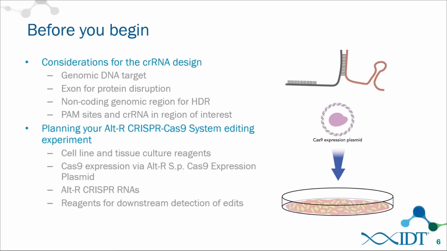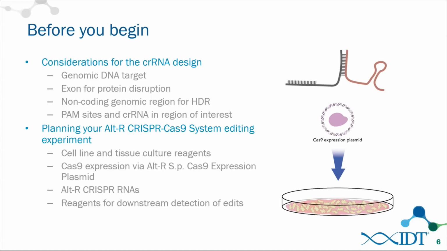As well, what is the availability of PAM sites within your particular region of interest? Of course, the Cas9 recognition is dependent upon the presence of an NGG that is 3' to the specific 20 nucleotide double-stranded DNA segment that's targeted by Cas9.